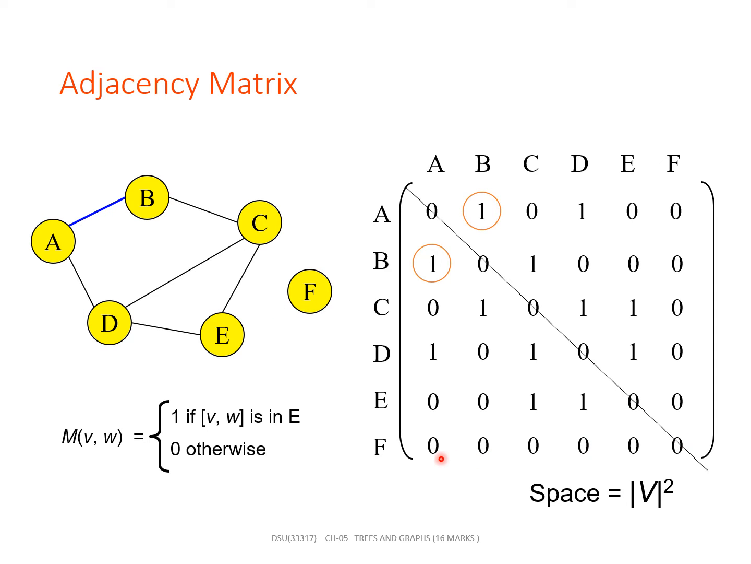Now for F, F is a separate node, that's why all the entries from F to A, B, C, D, E, F are zeros. So the entry for V comma W is 1 if V comma W is in E, otherwise 0. Means if a node is not part of that graph's edges, then we can directly write 0 for this F node.